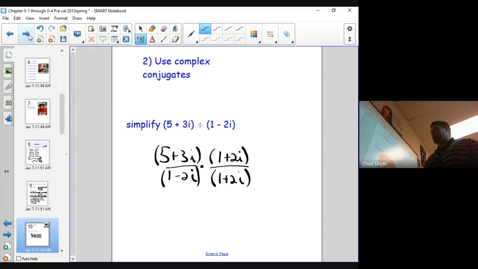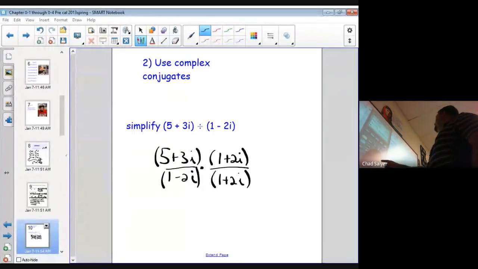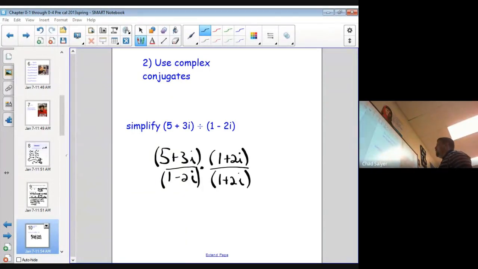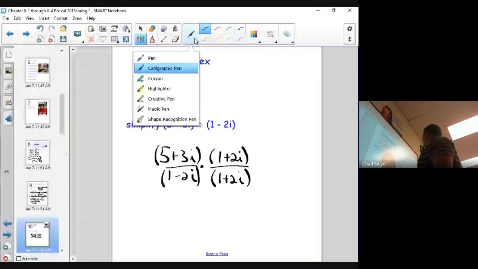Now here I'm going to use a calculator to save us some time. So in the calculator, I'm going to type 5 plus 3i in parentheses times 1 plus 2i, also in parentheses. Don't forget your parentheses. TI-83 loves parentheses. And the answer is negative 1 plus 13i.